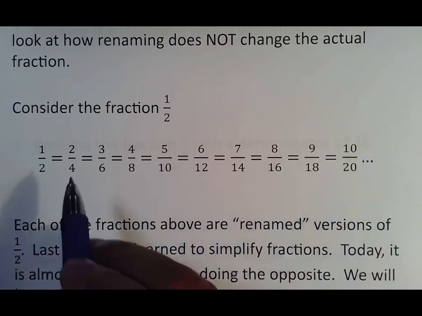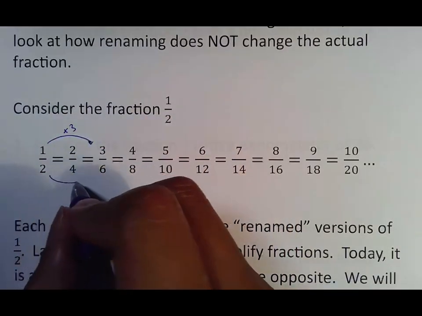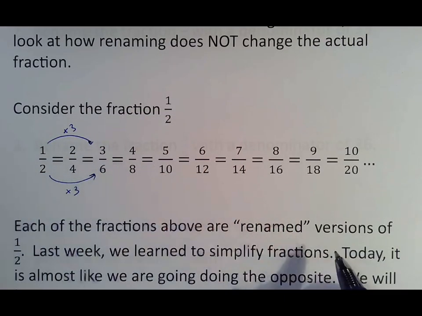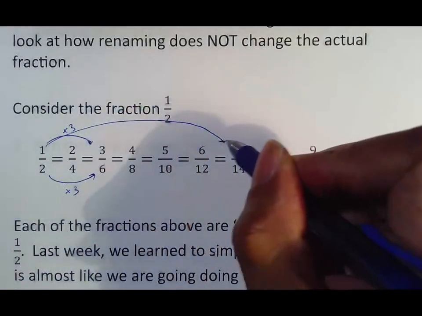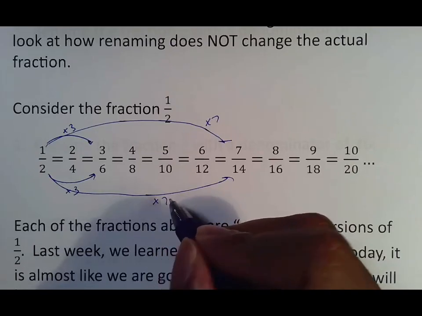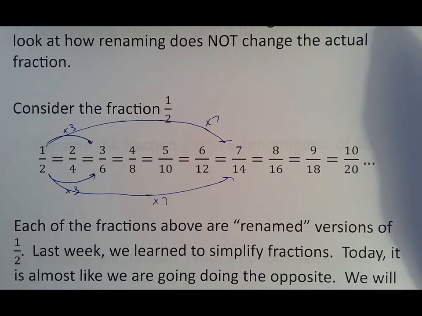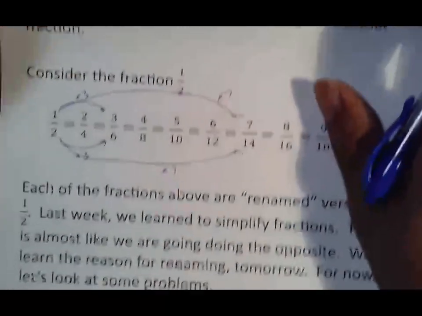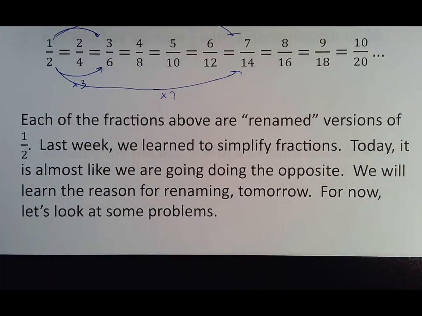Pretty much this is taking the 1 multiplying times 3, taking the 2 multiplying times 3. If you want to take 1/2 and turn it into 14ths, you just multiply this by 7, and multiply 2 by 7, and guess what? You still get 14. So whatever you're doing, as long as you multiply the top and the bottom by the same amount, you are renaming the fraction appropriately. So that is what the lesson is. Today it's almost like we're doing the opposite of simplifying, which, you know, that's what we learned last week.